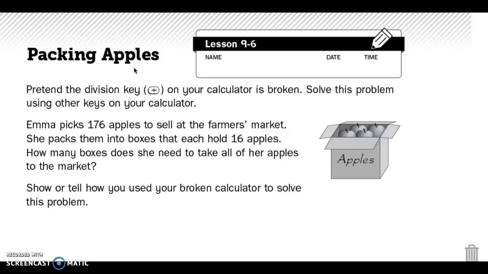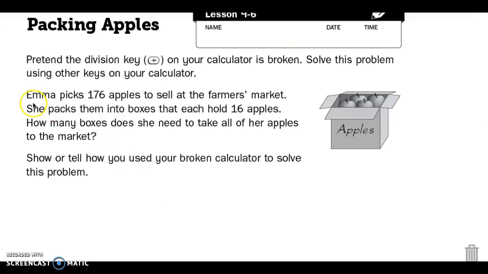Okay, it says pretend the division key, this button on your calculator, is broken. Solve this problem using other keys on your calculator. So just like on the math message, there's a button that's not working. Okay. Emma picks 176 apples to sell at the farmer's market. She packs them into boxes that each hold 16 apples. How many boxes does she need to take all of her apples to the market? Show or tell how you used your broken calculator to solve this problem.